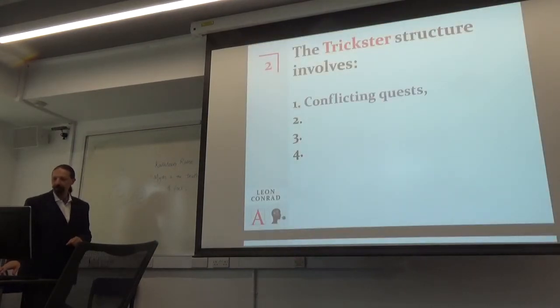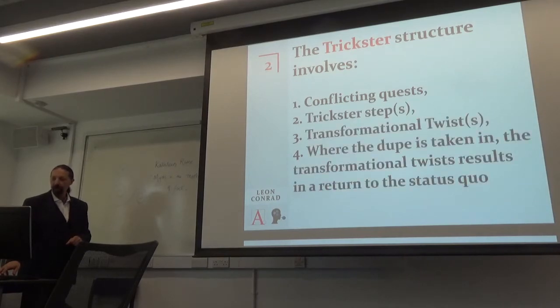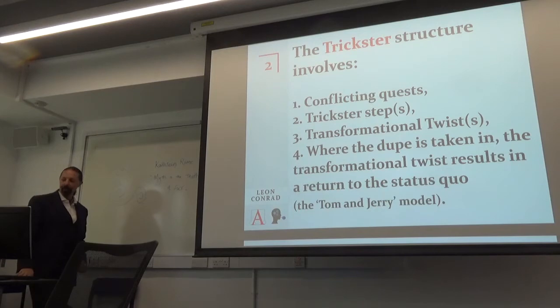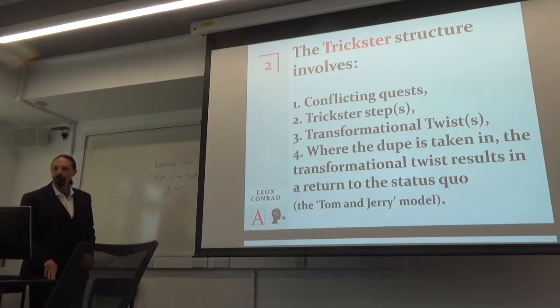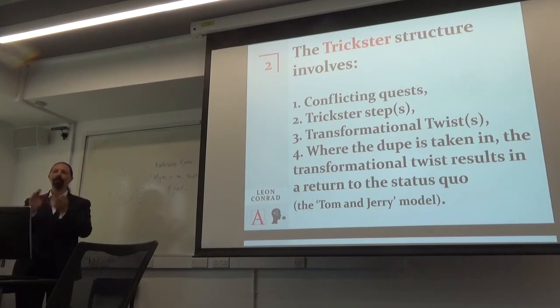So the trickster structure involves conflicting quests, trickster steps, transformational twists, and where the dupe is taken in, the transformational twist results, apologies, I was doing this late at night, in a return to the status quo. It's the Tom and Jerry model. Tom tricks Jerry, Jerry's tricked by Tom, and nothing changes. Rewind, reset, let's do it again.